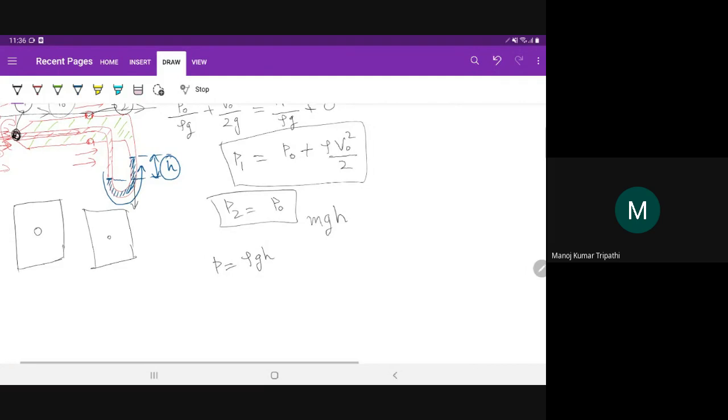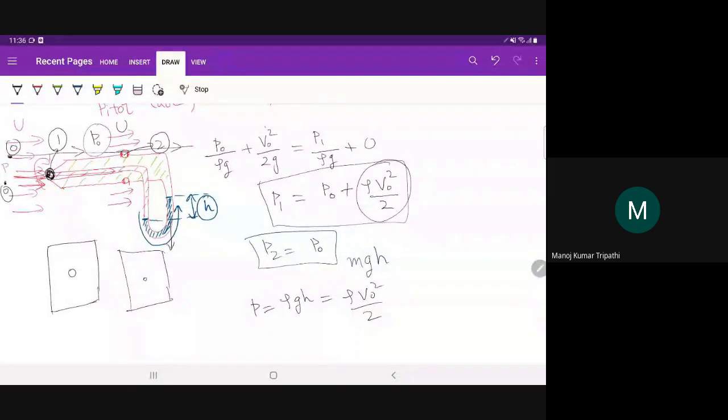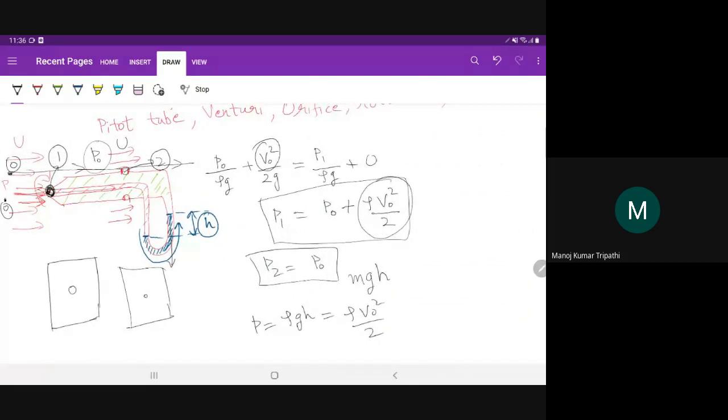So this you can equate with the pressure difference P1 minus P2, which is rho V naught square by 2, and from here you get V naught, which is the velocity of the wind, which is what we wanted to find out. What is the velocity of the wind? V0 or capital U. Is this clear? How you calculate this velocity of the wind using this pitot tube? Is there any question?